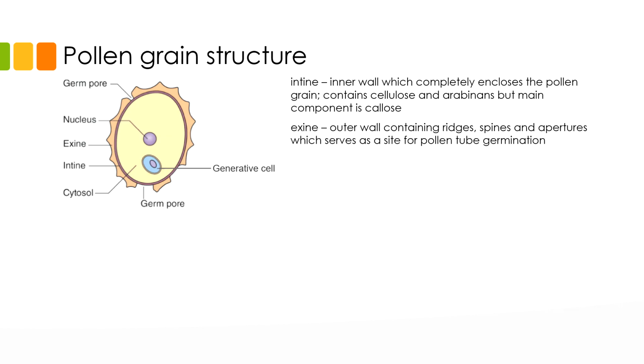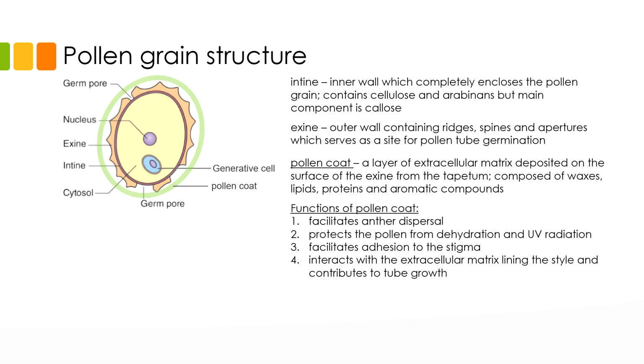Deposited on the surface of the exine is a layer of extracellular matrix from the tapetum. This layer is called the pollen coat and is composed of waxes, lipids, proteins, and aromatic compounds. The pollen coat has several functions, one of which is to facilitate the dispersal of pollen from the anther. It also protects the pollen from dehydration and UV radiation as soon as it is released from the anther. The composition of the pollen coat also allows it to stick to the stigma upon landing.